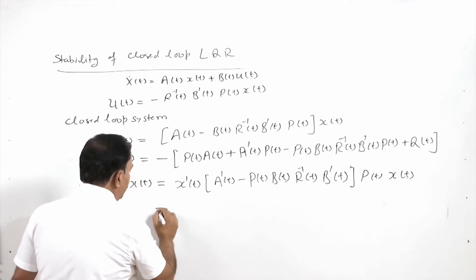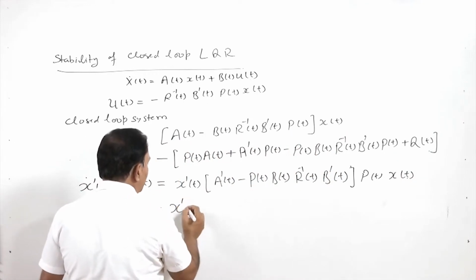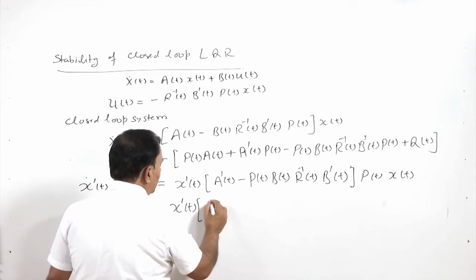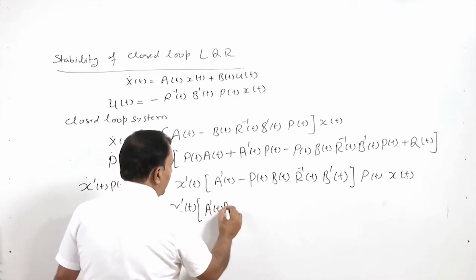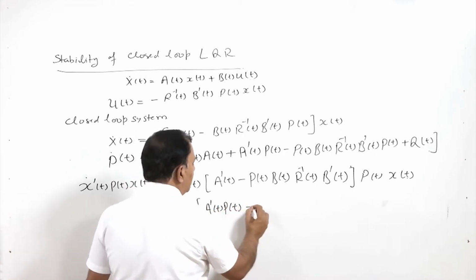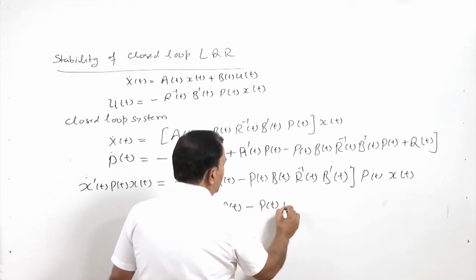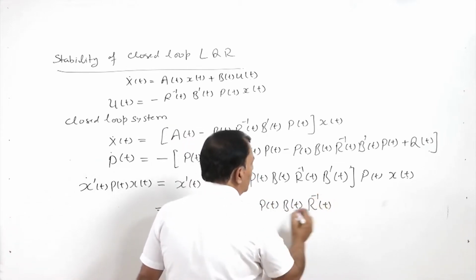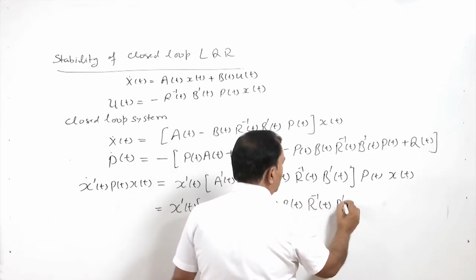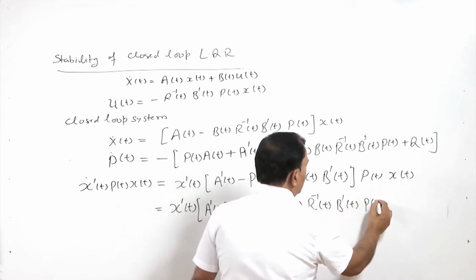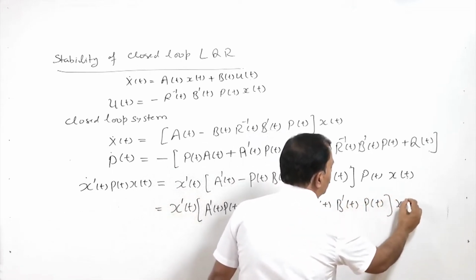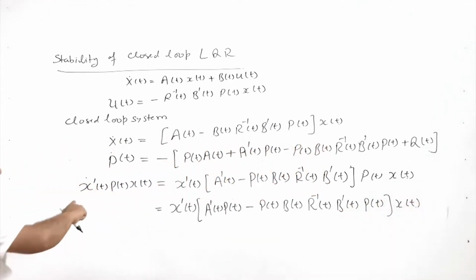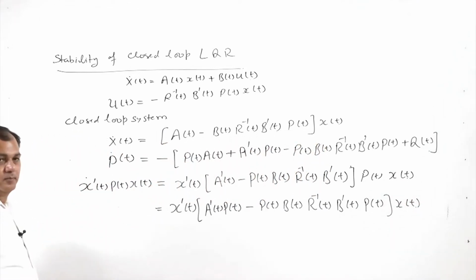Pt, if you multiply, so the whole term I can write as x transpose of t, A transpose t, Pt minus Pt R inverse of t, B transpose t, Pt xt. So, this I can write as this expression.